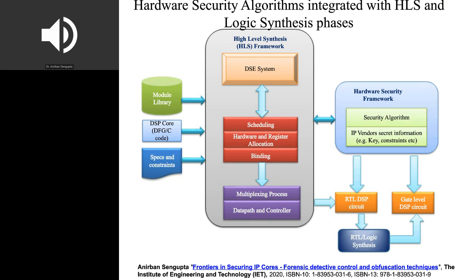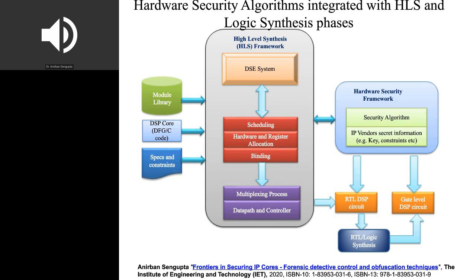Now let me talk a little bit about where we actually implant these hardware security constraints into the RTL or HLS framework. Let me talk about high-level synthesis first, because that's what most of the work on these DSPs is based on, because HLS plays a very crucial role for DSP and image processing. In high-level synthesis, we have a DSP system that connects through scheduling, hardware and register allocation, binding, followed by the multiplexing process, and then the data path and controller generation.